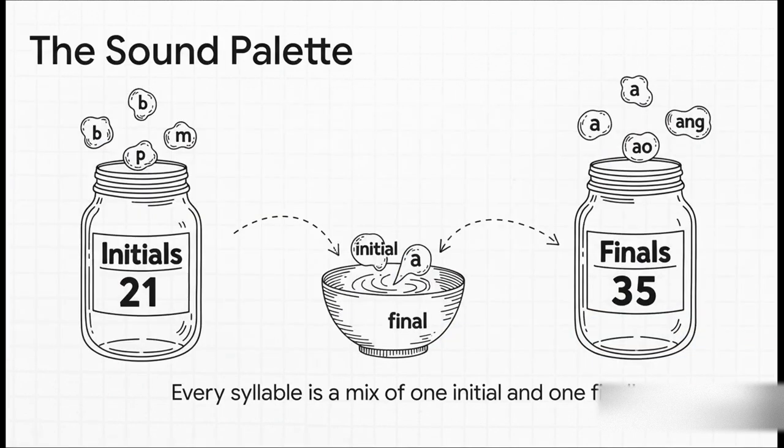And here's the best part. The number of ingredients in our recipe is totally limited. There are only 21 possible initials and about 35 finals. That's the entire sound palette of the language. It means every word you'll ever say is just a mix and match of one of these and one of those. It's a closed system, which is what makes it completely learnable.